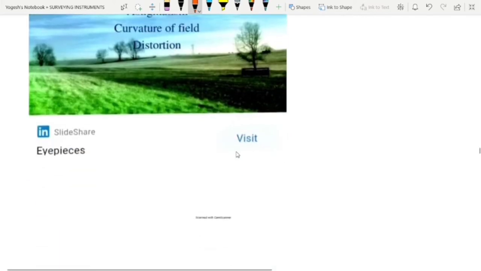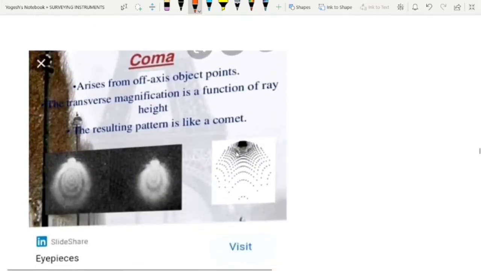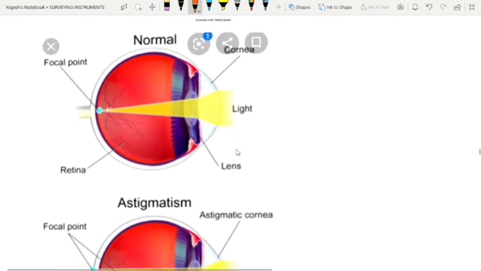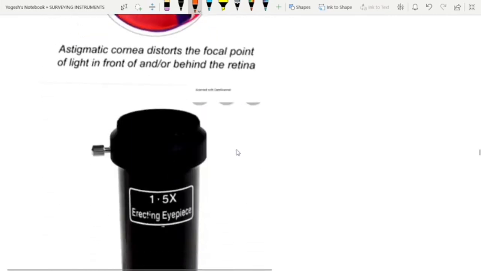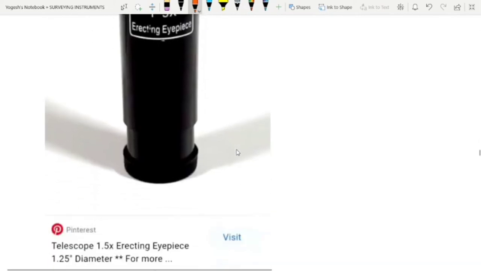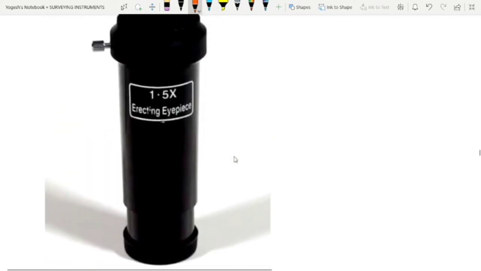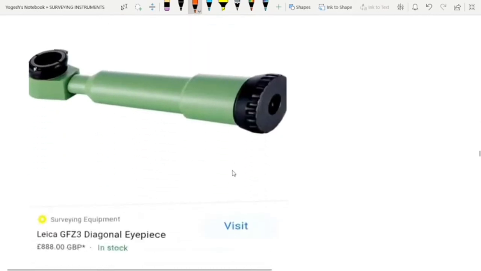Types of monochromatic aberrations are spherical aberration, coma, astigmatism, curvature of the field. Different types of spherical aberrations are there, different types of optical defects are there. Coma and astigmatism are common imperfections in the eyes. This is the astigmatism, cornea. This is erecting eyepiece and non-erecting eyepiece. Two types of eyepieces are there.